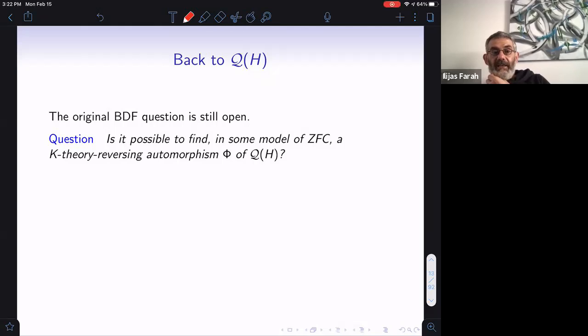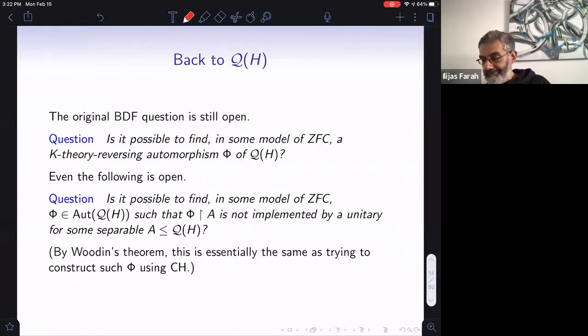But the ones that they, or anyone so far, constructed are not going to be K-theory reversing, because they're locally inner, that is, they are implemented by unitaries on separable subalgebras. So this question is wide open. And an even easier question, presumably, is also open: is it possible to find, in some model of ZFC, an automorphism such that its restriction to some separable subalgebra is not implemented by a unitary? We don't know.